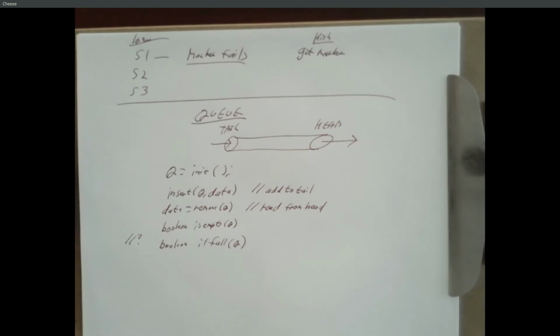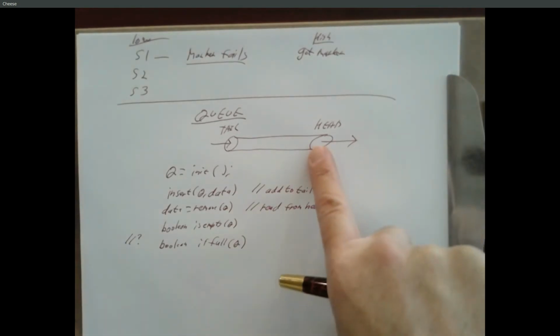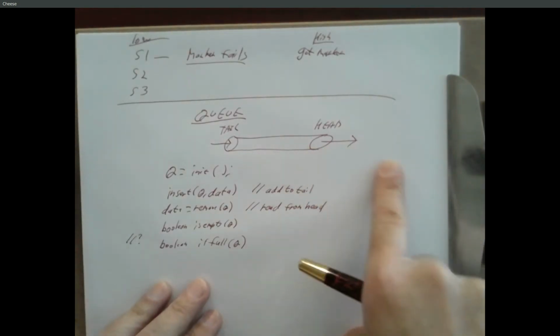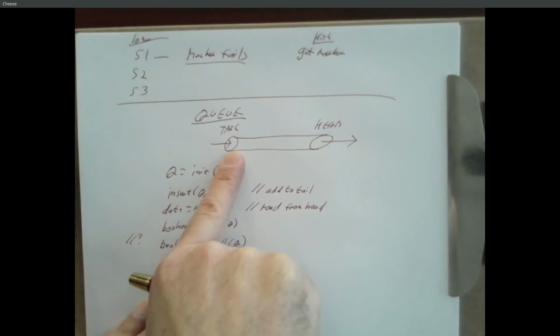Yeah? The third line where it says data equals remove queue, the comment, does that say read from head? Yeah, so we take things out of the head. So we're picking up whatever's on this end of the queue. When we insert, we're inserting into the tail end.